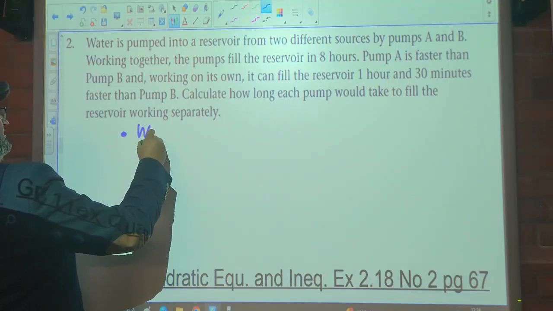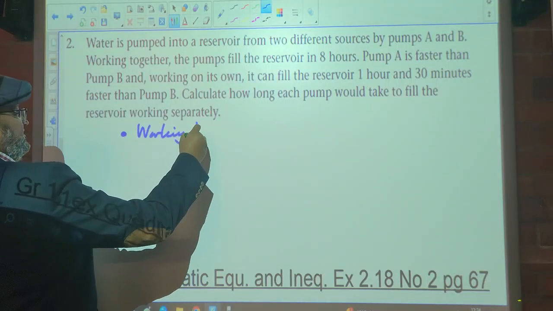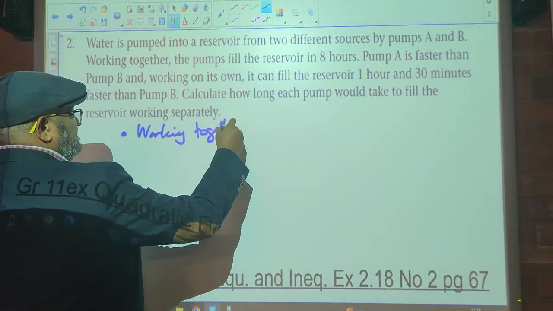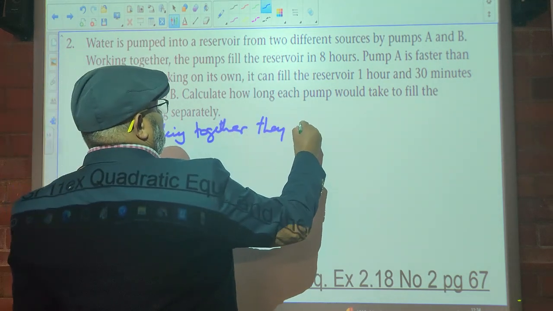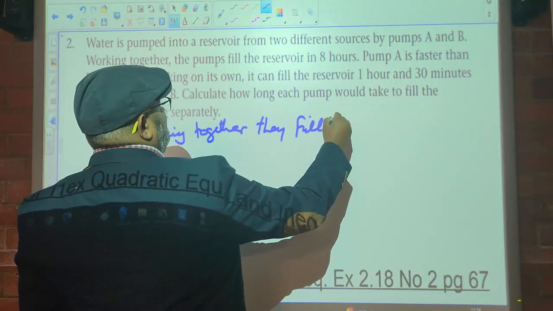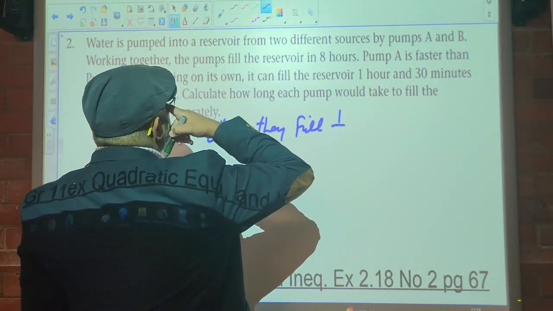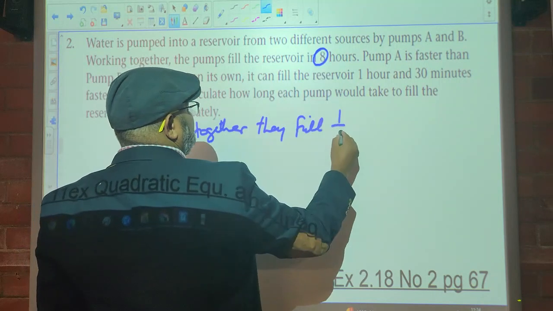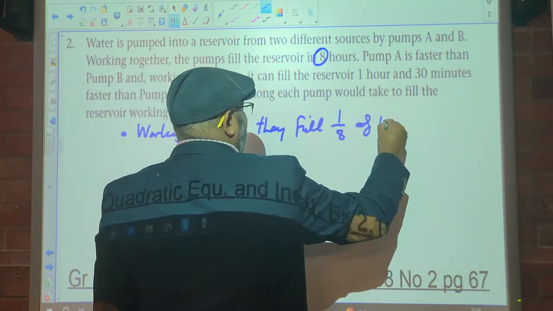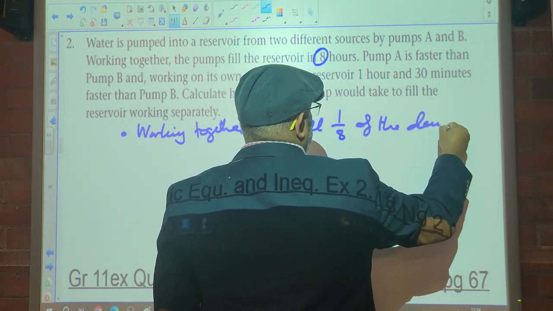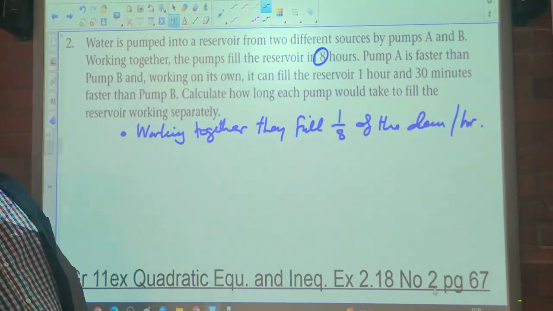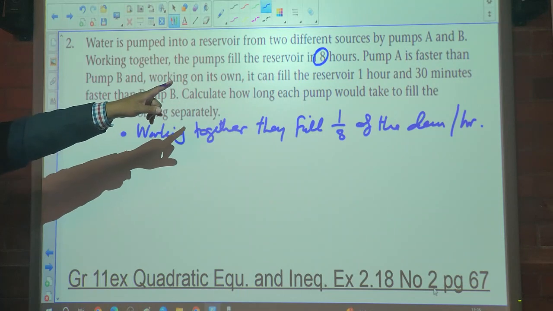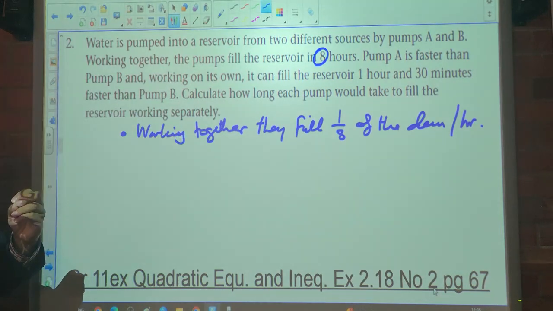Working together, they fill 1/8 of the dam per hour. Do you see that, people? So it takes 8 hours. So how much of the dam do they fill? 1/8 of the dam in 1 hour.